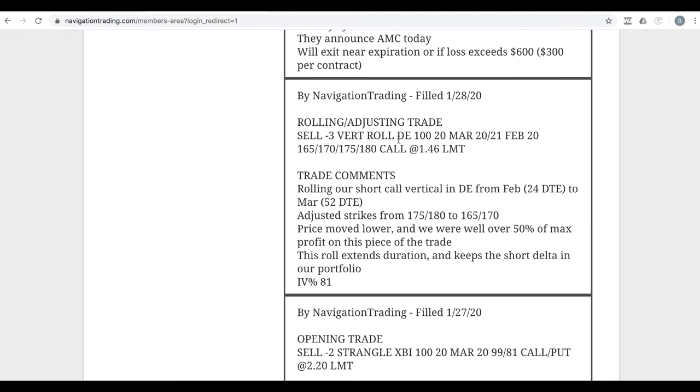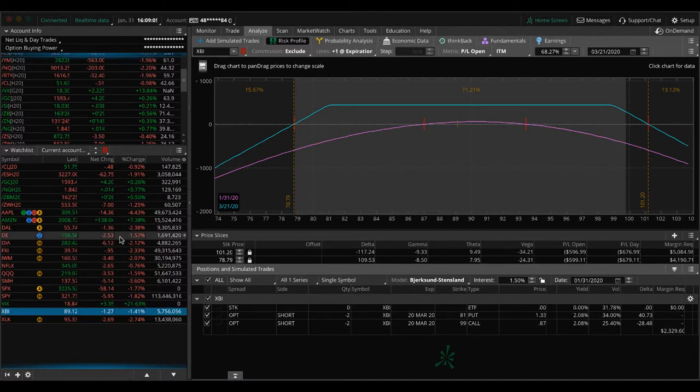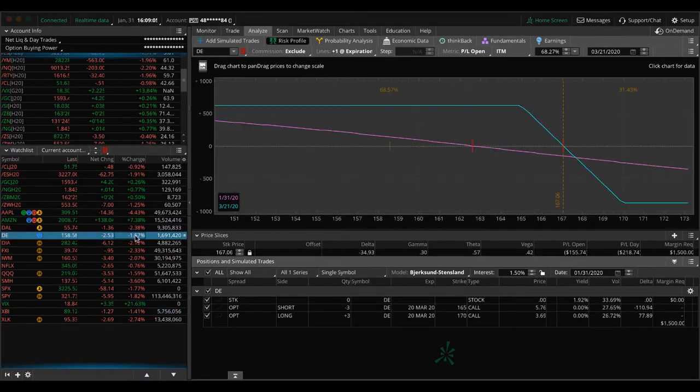Next trade, rolling adjusting trade in DE. So we went ahead and rolled this one out from Feb out to March. We were in a position where we were over 50% of max profit, and so we went ahead and just rolled this out to extend duration, keep that short delta in our portfolio, and look for potentially some more downside. If we look at DE, you can see it's down about 1.5% today. We've gained another 137-ish, 139 bucks since the roll. So just, again, holding this for some more short delta exposure.